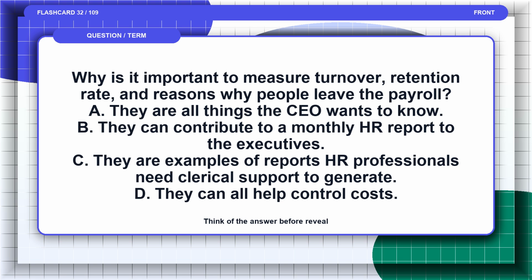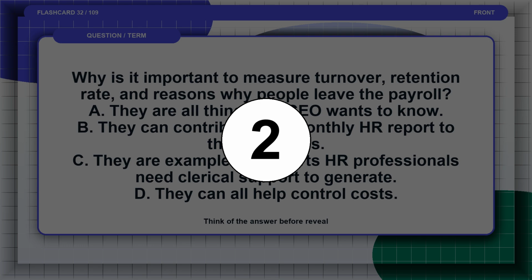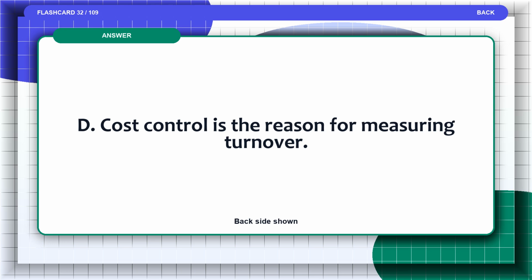Flashcard 32. Why is it important to measure turnover, retention rate, and reasons why people leave the payroll? A. They are all things the CEO wants to know. B. They can contribute to a monthly HR report to the executives. C. They are examples of reports HR professionals need clerical support to generate. D. They can all help control costs. Pause and think of the answer before the reveal. The answer is: cost control is the reason for measuring turnover.